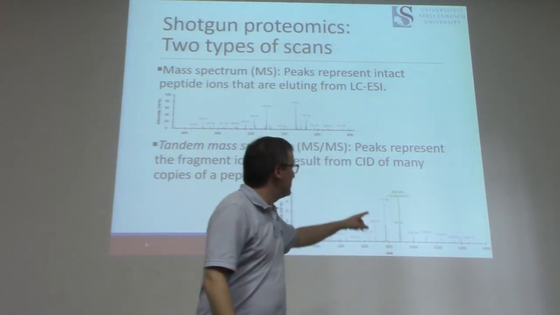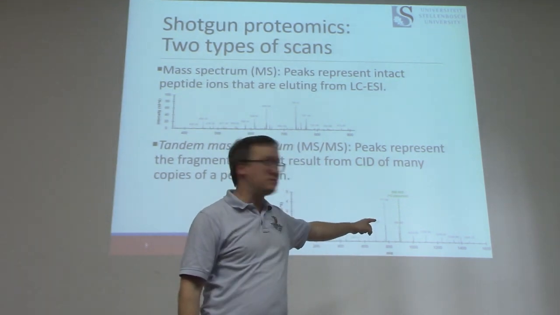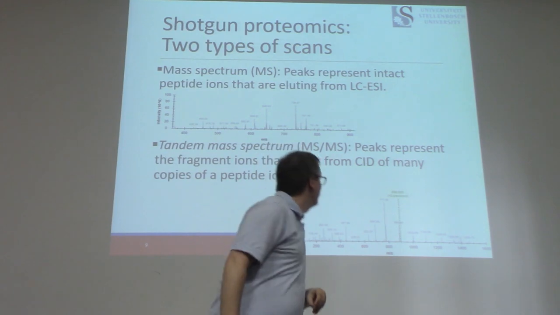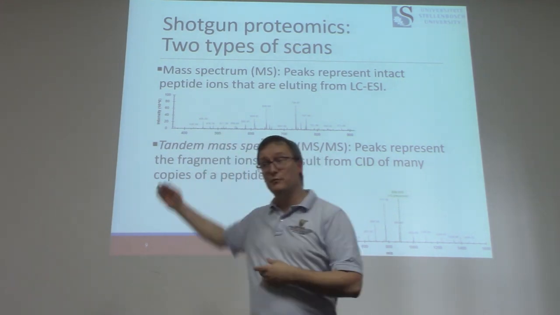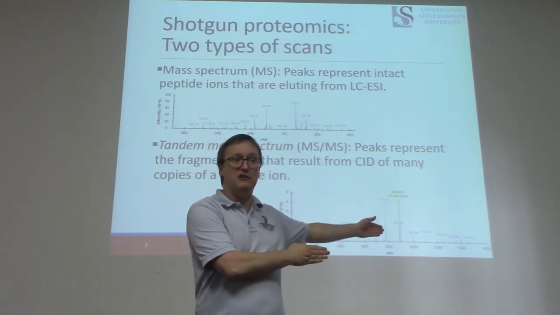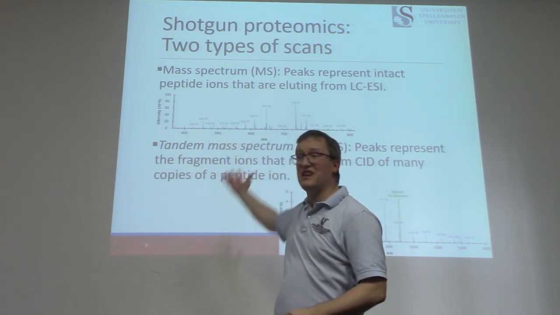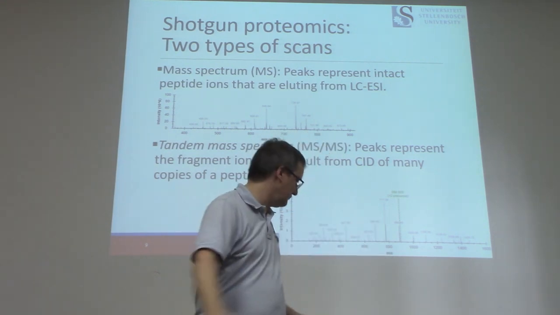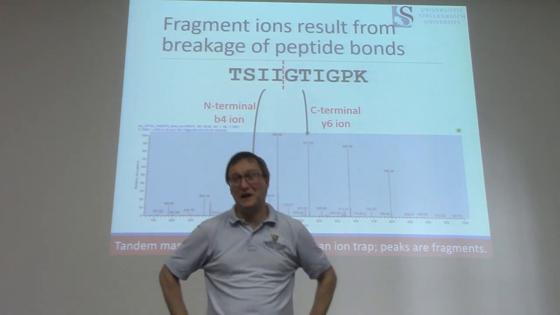That little green stripe is telling us that whatever it was that we blew apart to make this tandem mass spectrum, it had a mass to charge of 898.92 in this case. So that's different between these two. The tandem mass spectrum remembers what was blown up to create it. The mass spectrum is just everything. Okay. How do we interpret tandem mass spectra?